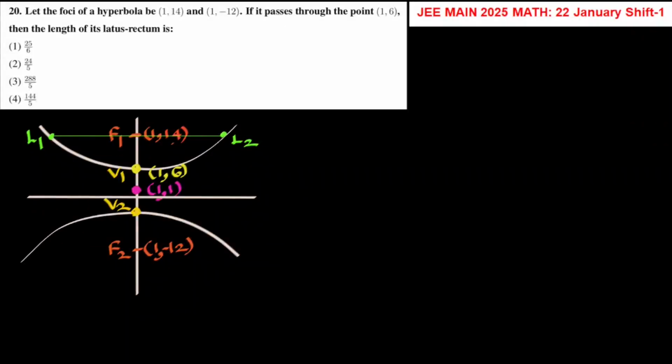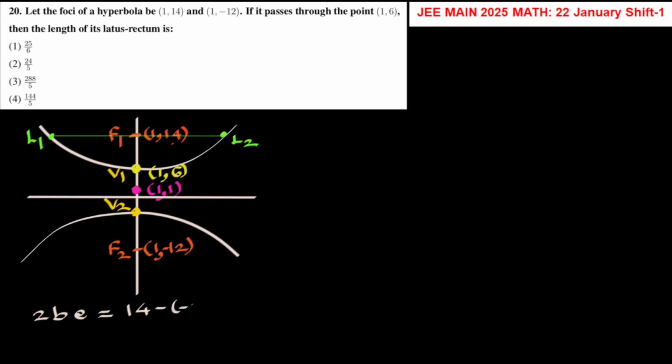We are given the foci of the hyperbola (1, 14) and (1, minus 12). The hyperbola passes through (1, 6). Obviously it will be the vertex because the x coordinate of the focus and this point is the same, 1. First we will find the distance between the foci, 2be, which is the difference between the y coordinates of the foci, 14 and 12.